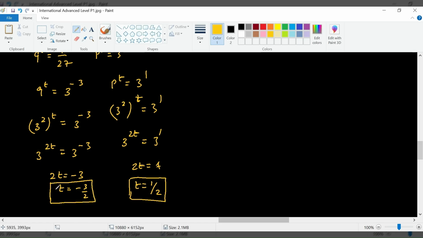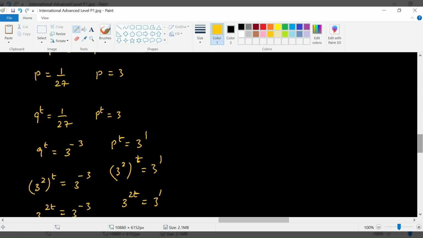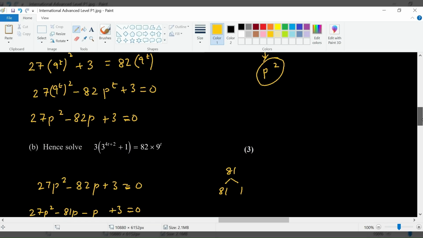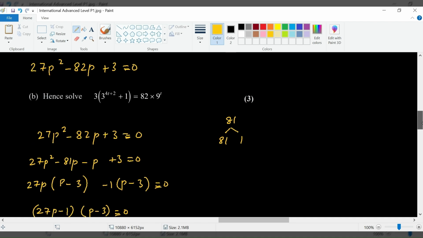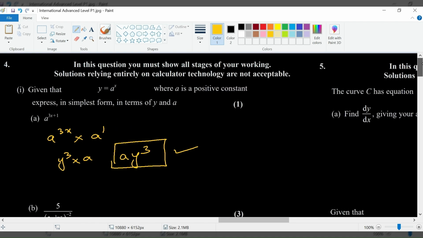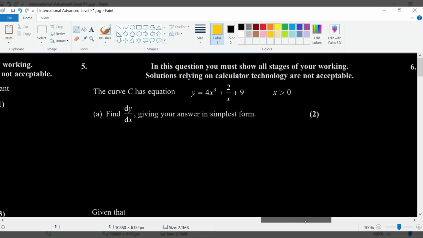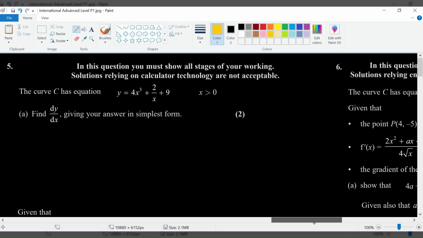Most of the students stopped here itself and thought that this is the answer, but that's not what is expected from a student. Okay, now this was part C. Let's see if it is part C. Now there is no part C. Now moving on to question number 5, which is something like this.